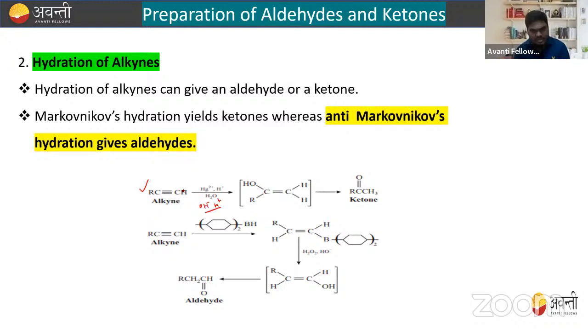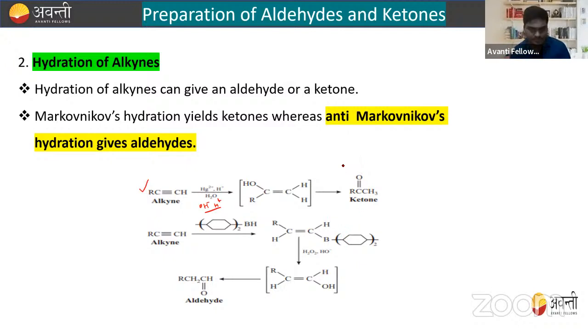Since this is a symmetrical alkyne, R C triple bond C H. How will you know the negative part goes to the carbon atom which contains fewer hydrogen atoms? Here both are the same. So this OH negative comes to this carbon, this R is left with this, and this H and this H. Now they further react and give the ketone form, right?